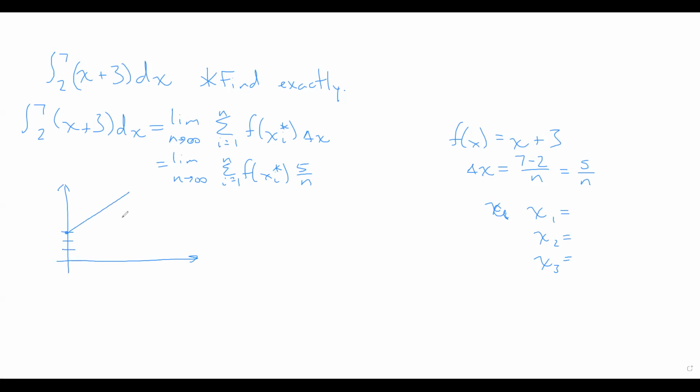So basically this is my function, right? And I care about it from 2 to 7. I'm trying to find this area. So if we're doing left endpoints, what is our first x value going to be? 2. So our first value, x1, is 2. What's our next one? What is x sub 2?